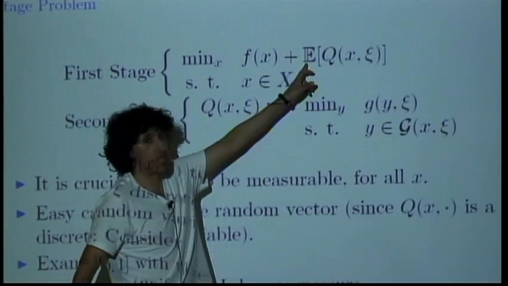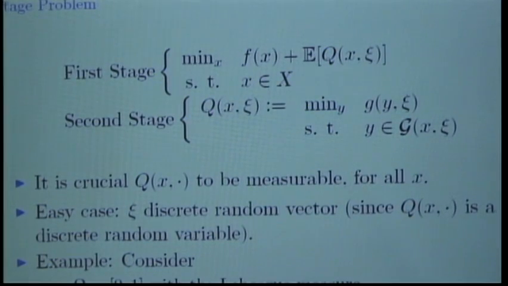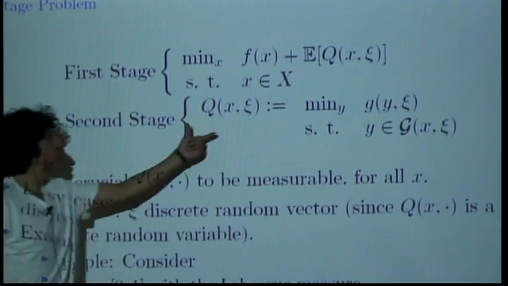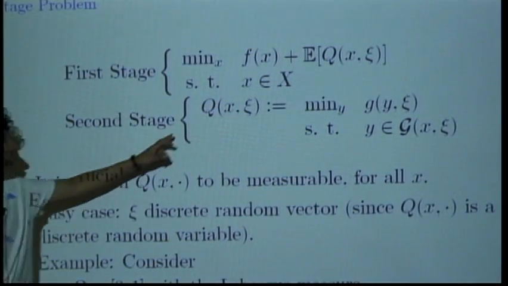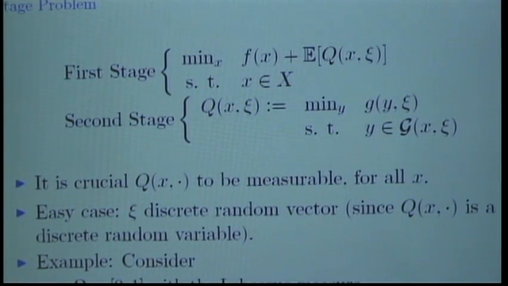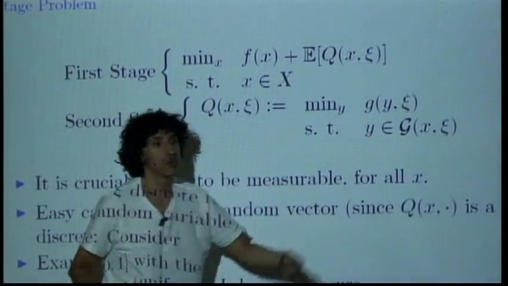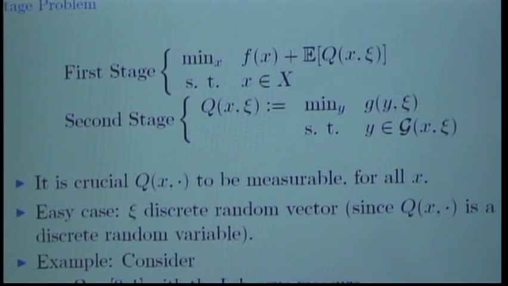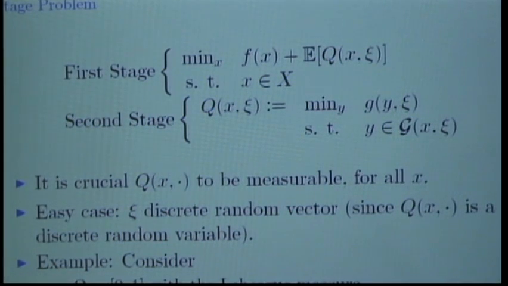In order to evaluate this expected value, we need this function q to be measurable. Otherwise, it doesn't make sense to try to have this expected value. As you can see here, the definition of this function is the optimal value of an optimization problem. So you cannot expect this function to have very special properties. The properties of this function are related to the properties of the components of the optimization problem we are using to define it. So if these functions are not well behaved, maybe this function is not measurable. And so today we are going to see some cases in which we can ensure that that function is measurable.